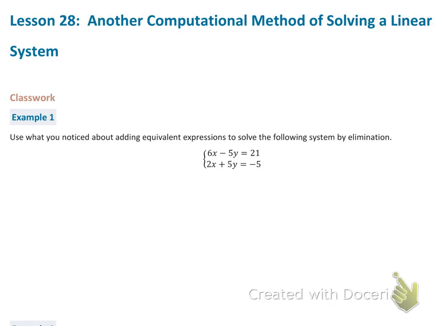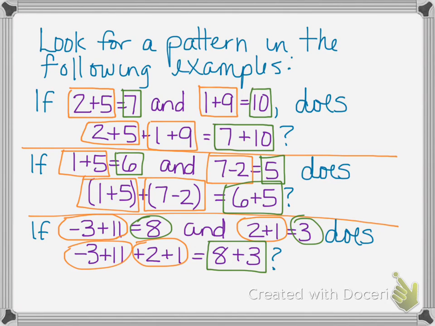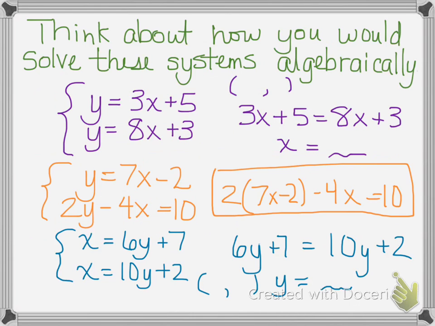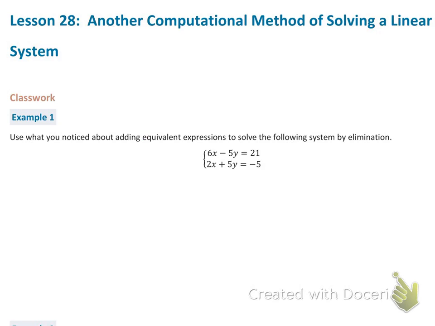Okay, so example 1 says use what you noticed about adding equivalent expressions, and that's what we did here, to solve the following system by elimination. Okay, so what we want to do again, like we saw in the opening screen, is we want to eliminate one of the variables so that we can solve for one of the coordinates, either x or y, doesn't matter, and then substitute it back in to find the other one. So let's look here. So what did we notice?